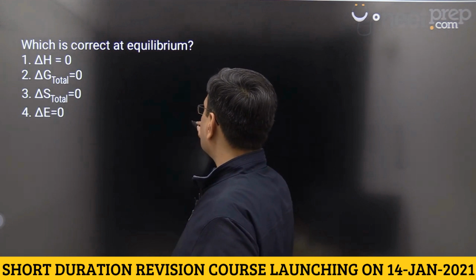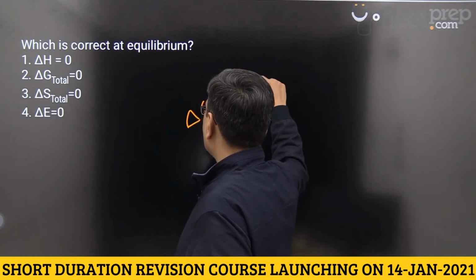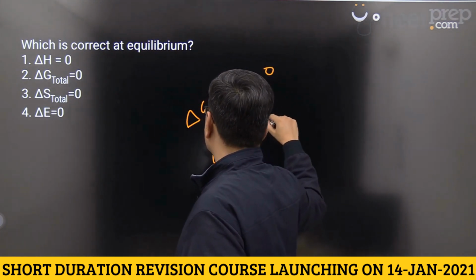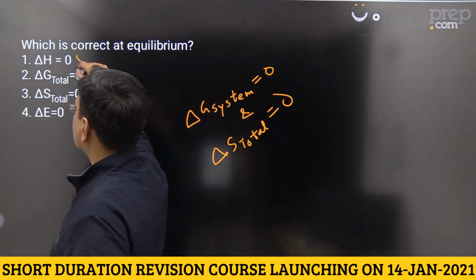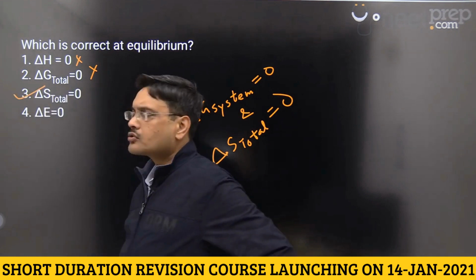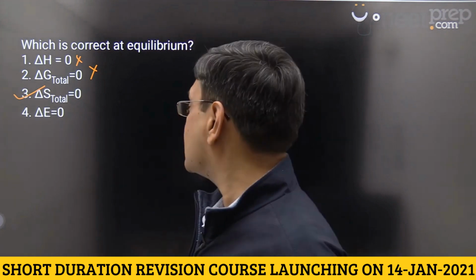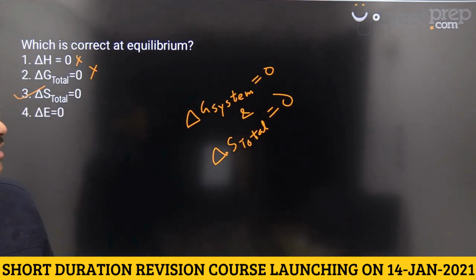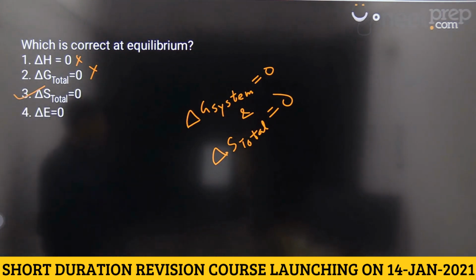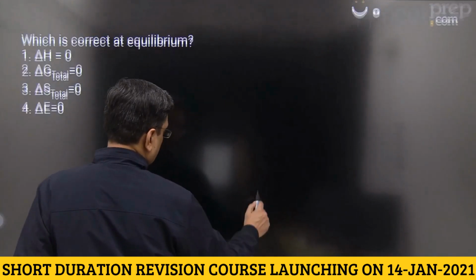So here, which is correct at equilibrium? At equilibrium only ΔG system is equal to 0 and ΔS total is equal to 0. This option is incorrect because this is the ΔG total, but ΔS total equal to 0 is the correct option. At equilibrium only two things are 0: ΔG system is equal to 0 or ΔS total is equal to 0. Right? Move to the next.